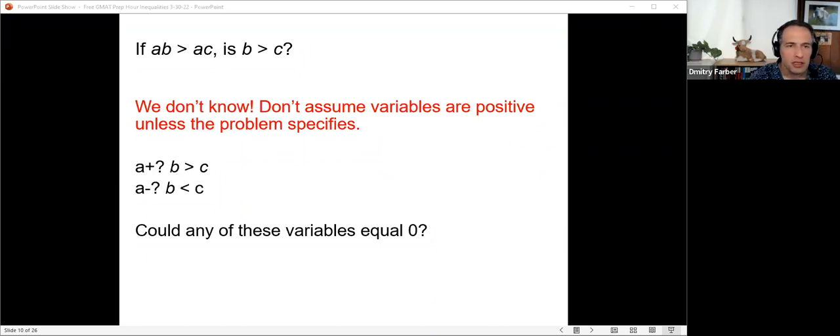Now, follow-up question. Could any of these variables, A, B, and C, be equal to 0? So take a moment to think about each variable in turn. Could A be 0? Could B be 0? Could C be 0?